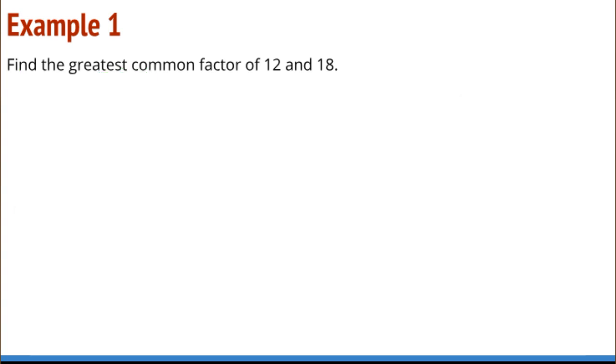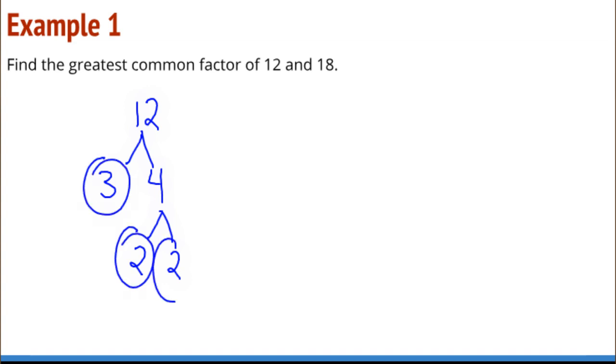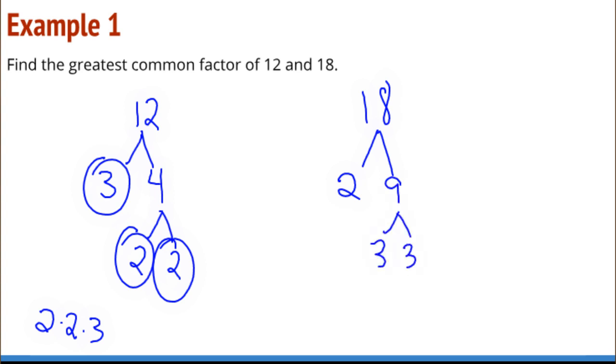A second strategy that I like to introduce students to is prime factorization. So I take the 12, and prime factorization, you frequently see it as factor trees. And you keep breaking the factors down until you have prime factors. So at the roots of the tree, at the bottom of the tree, we have a prime factorization of 2 times 2 times 3. And for 18, we have 2 times 9, 3 times 3, and we have 2 times 3 times 3.